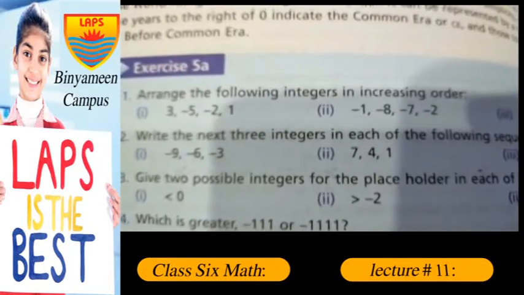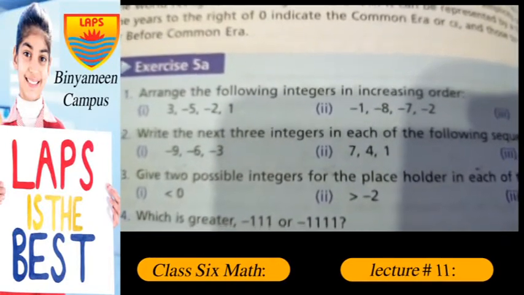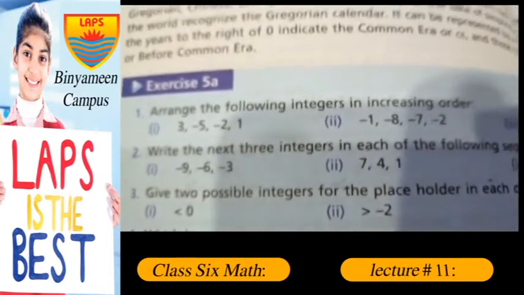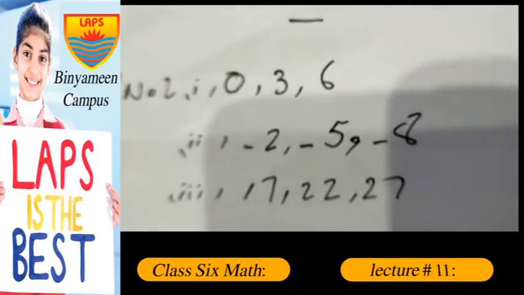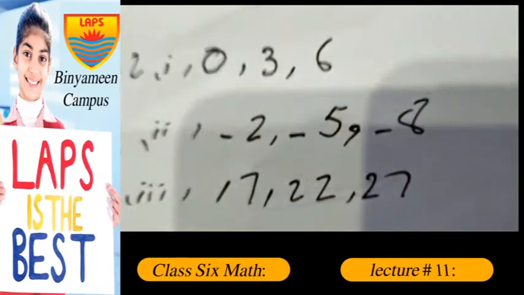Write the next 3 integers in each of the following sequences. First is done for you: minus 9, minus 6 and minus 3, then 0, 3, 6. Question number 2: 0, 3, 6, and the answer for the first part, then the second: minus 2, minus 5 and minus 8.